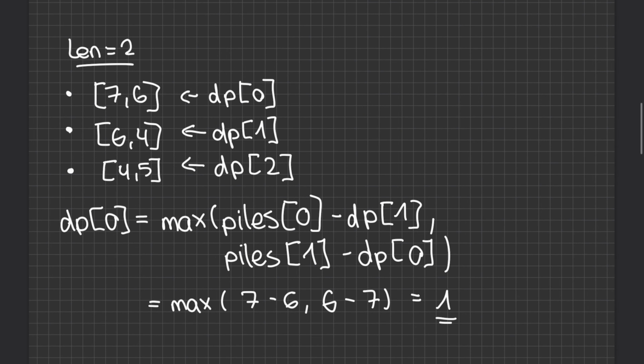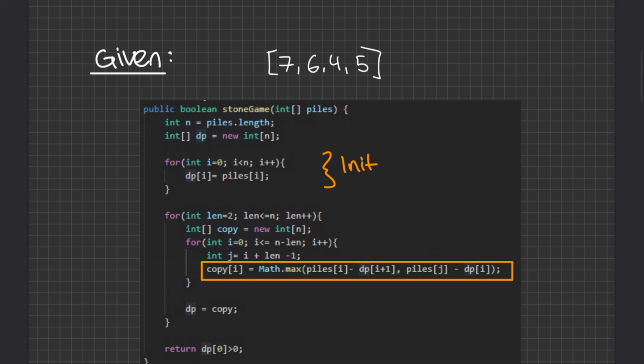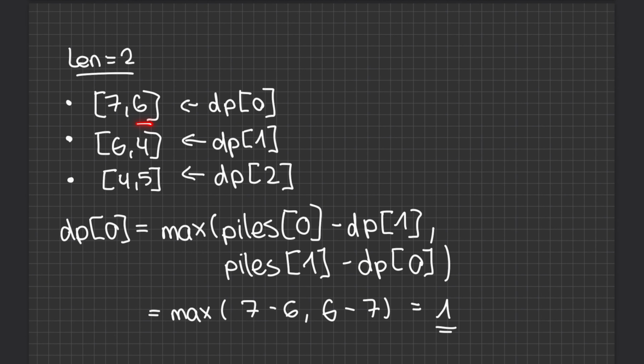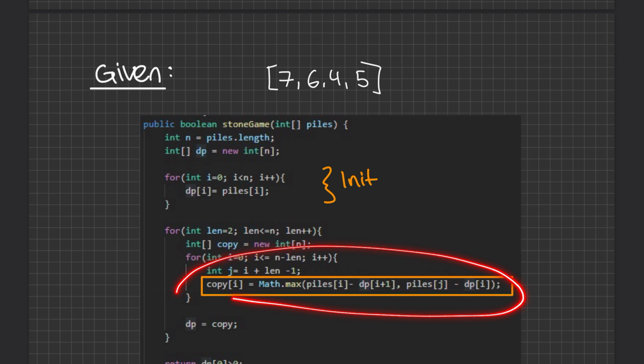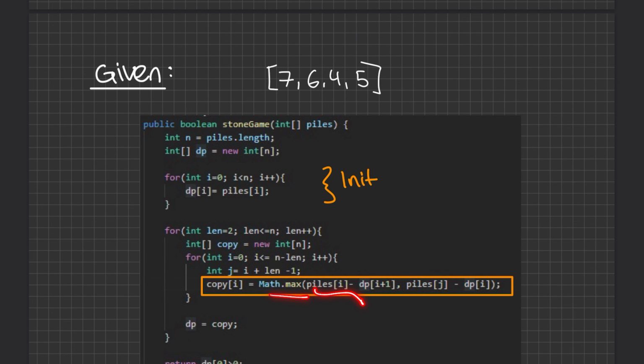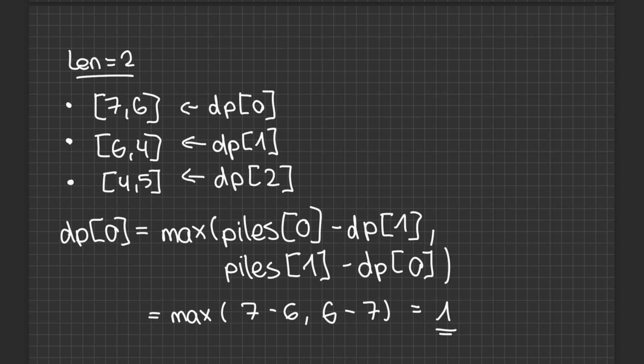So we now look at all subarrays of length 2. We had the input of piles 7, 6, 4, and 5, and all subarrays of length 2 are 7, 6, then 6, 4, and 4, 5. And our goal is to analyze them with the following formula. In this line, you can see we choose the maximum of these two parts here, and this is the important part. We use this to determine the advantage that Alice can make.